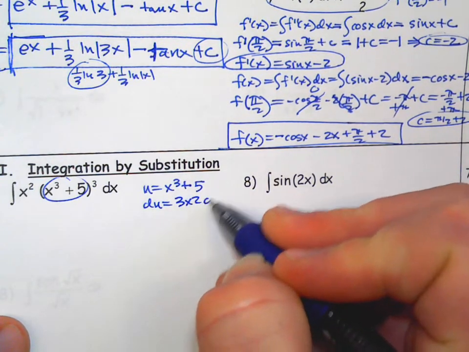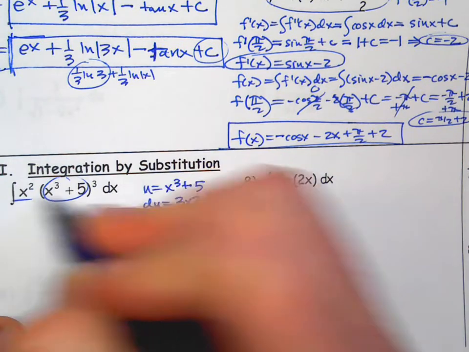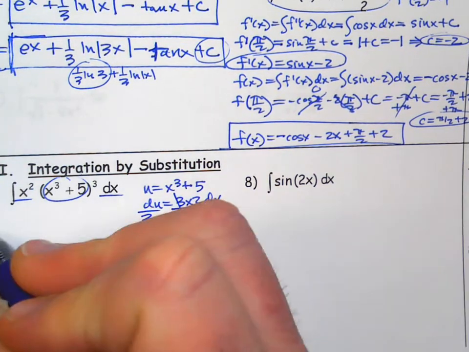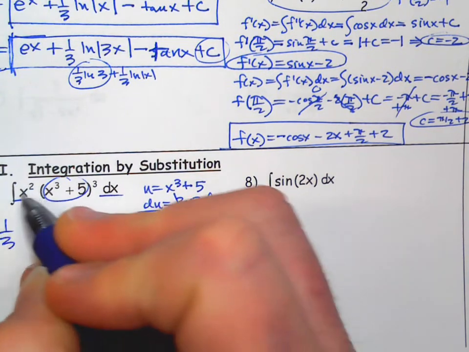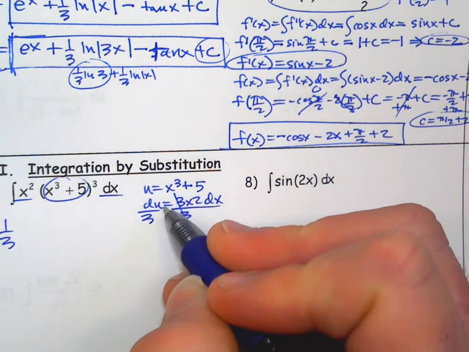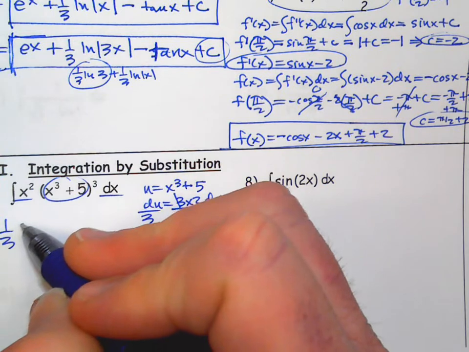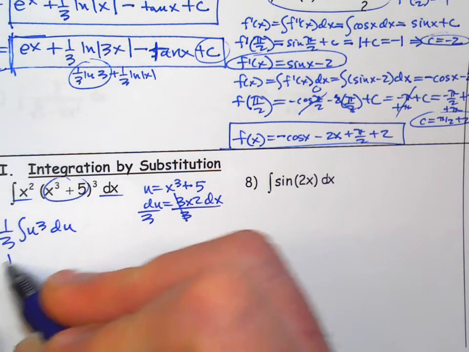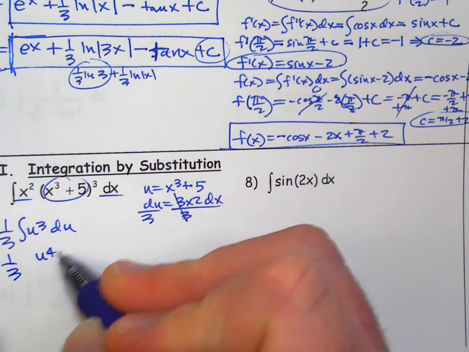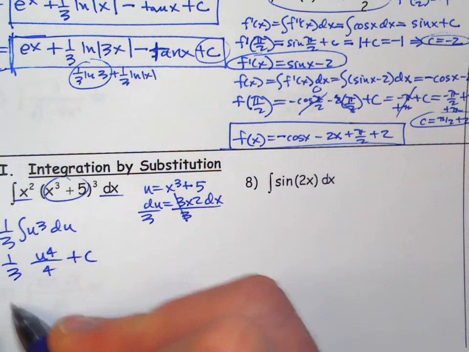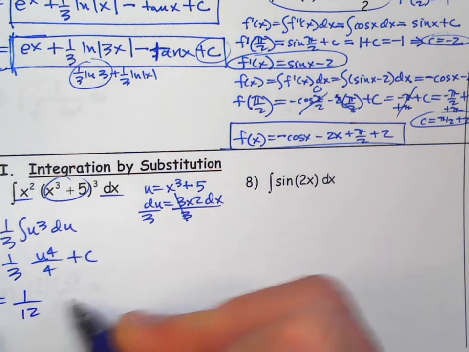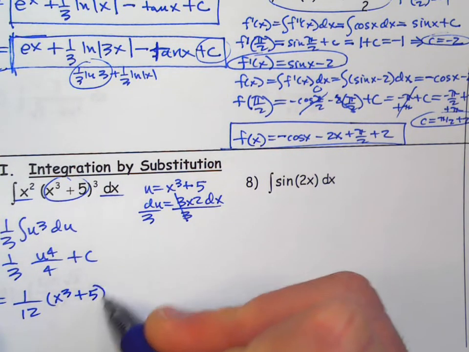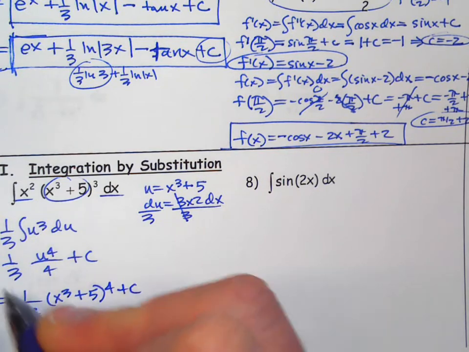3x squared dx. Now, we want the x squared and the dx. I don't want the 3, so I'm going to divide by 3. So I'm going to rewrite this 1/3. The x squared and dx are now just du, and it's going to be u cubed du. So we're going to integrate that, bump it up 1, divide by the new exponent, plus c. And then rewrite it back in terms of x. Some of you guys left u's in your answers, and I just had to take off points.